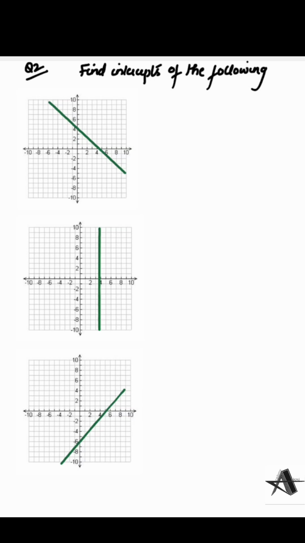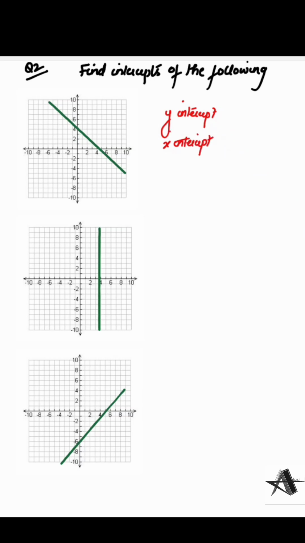Intercepts of the following. Intercept sets mean they are asking you to calculate both the x-intercept and y-intercept. In my theory part, I have explained that x-intercept is the value of x at which the straight line is cutting the x-axis, whereas y-intercept is the point where the straight line is cutting the y-axis. So I have to define y-intercept and x-intercept for this graph.